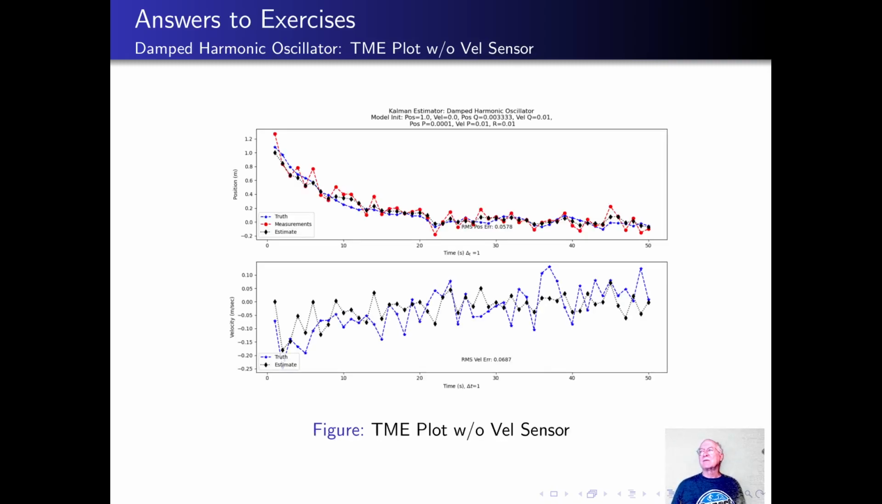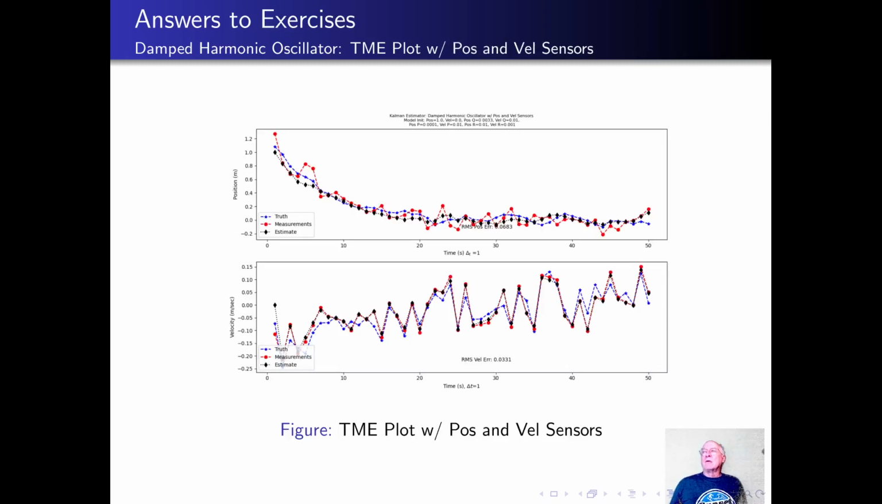Okay, here's the TME charts. This is both the position and the velocity without the velocity sensor, so you don't see any red lines down below, similar to what we had before when we initially talked about the damped harmonic oscillator model. And then we have the TME plots with the velocity sensor. Now we've got a red line for the measurements down below, and you'll see the black estimation line is hugging the truth, the blue line, quite well.